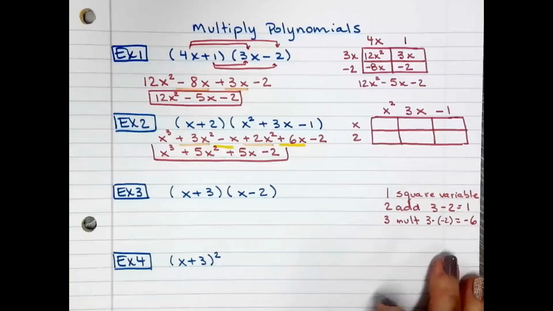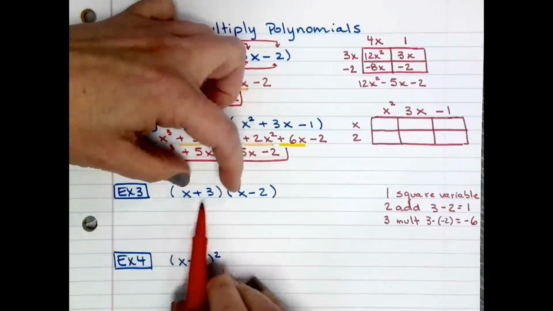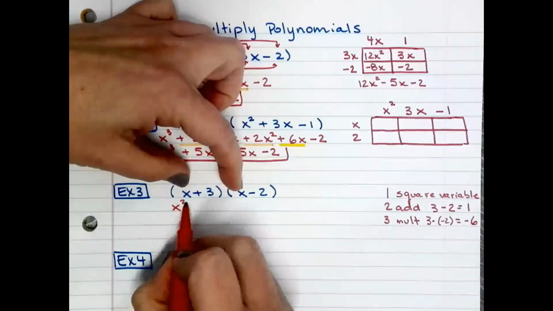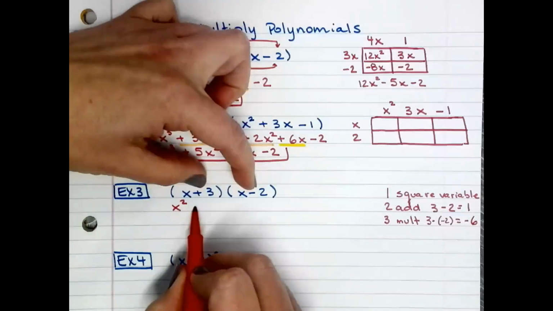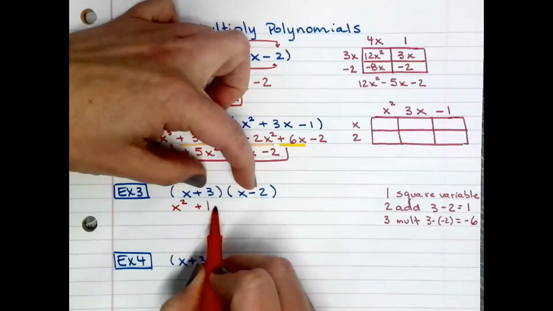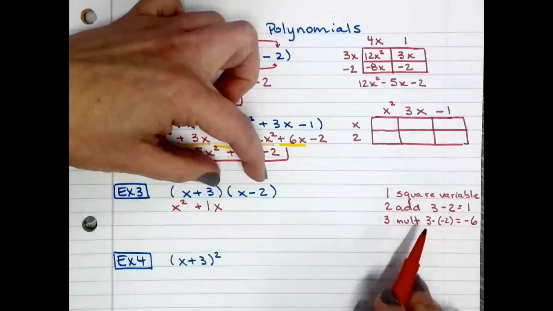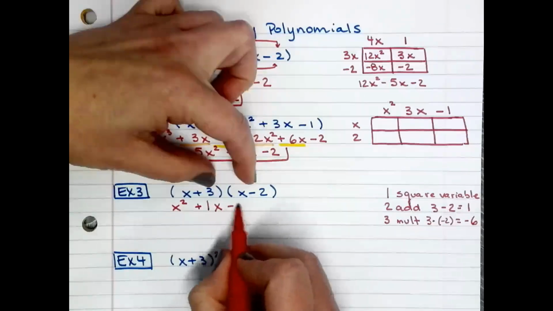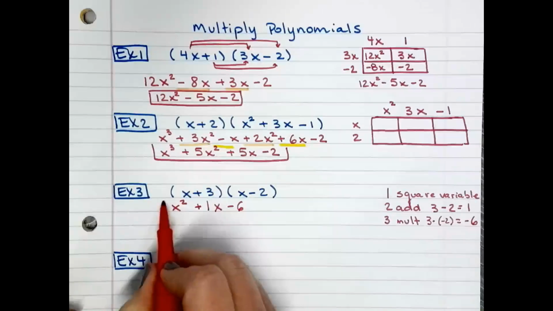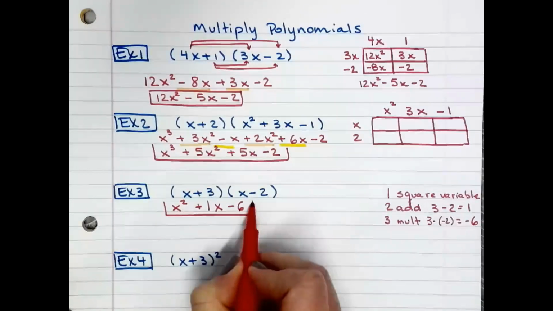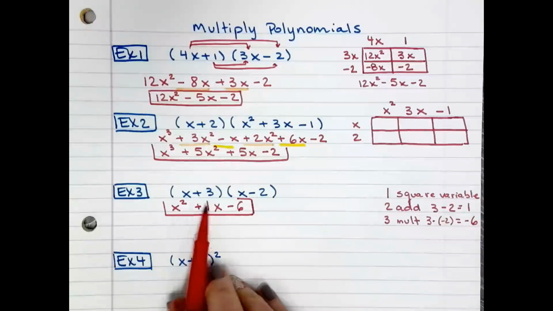You're like, what do I do with all this? Well, okay, here we go. You square the variable. So x squared. Now you're going to add 3 minus 2 is 1. So 1 what? 1x. And then you're going to multiply the 2 numbers. So 3 times negative 2 is negative 6. Done. Okay? After you do this a couple times, you will be very fluent, and this will save you a whole bunch of time. And you can choose to keep the 1 there or not.